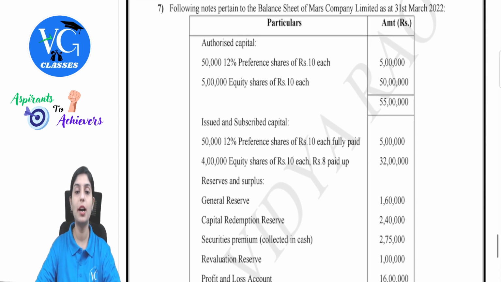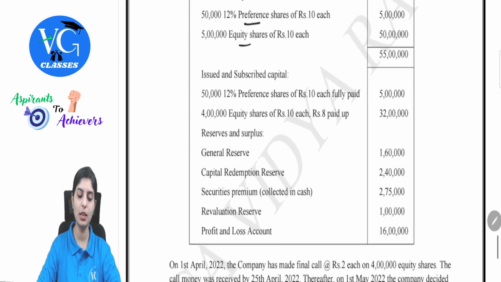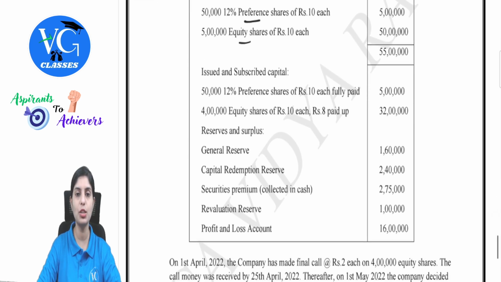Now the last question, a very important question again. So this tests us on the concept of right issue and then bonus along with it. How to do? Let's understand. Following points pertain to the balance sheet of Mars Company Limited as of 31st March. So there is authorized capital. It has both preference as well as equity. Issued and subscribed is given: 50,000, 12% preference shares of 10 each, fully paid up.